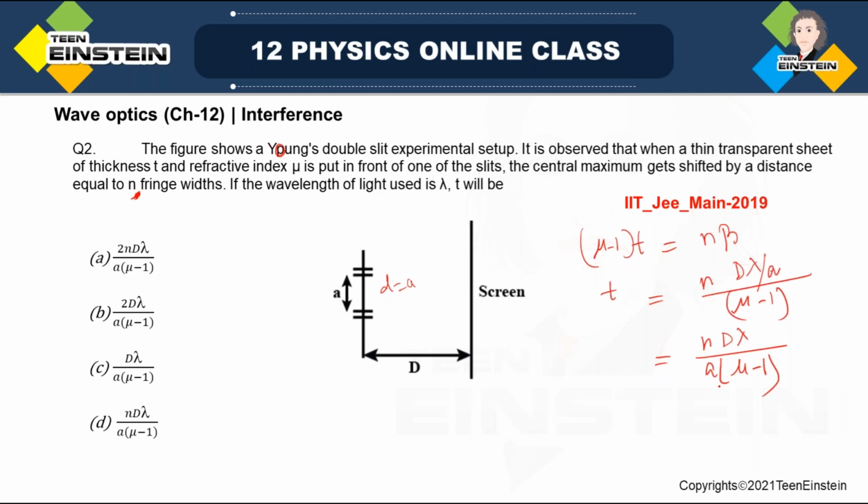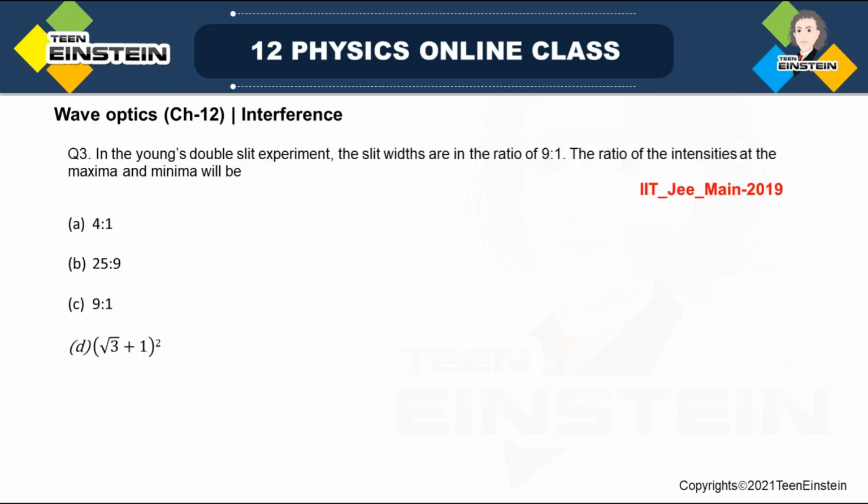Okay, so we have got n D lambda by a into mu minus 1. This is the answer. Now we'll move on to the next problem.